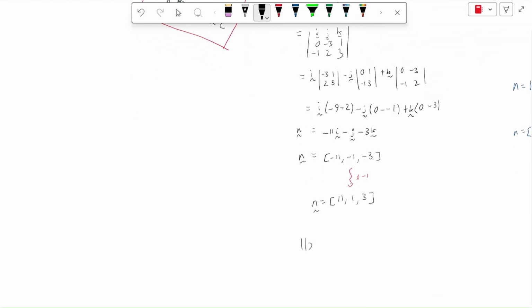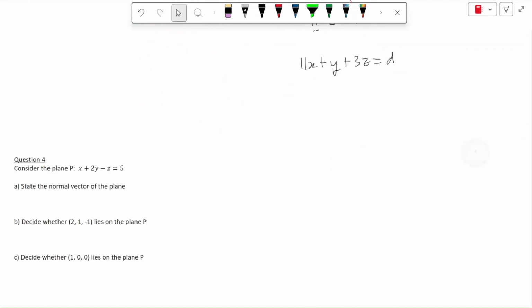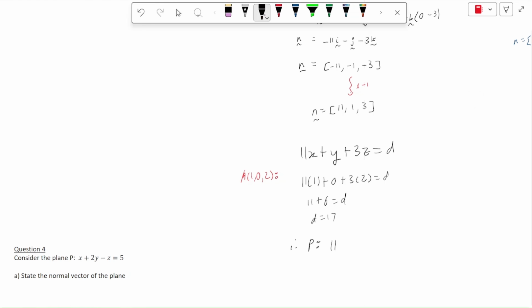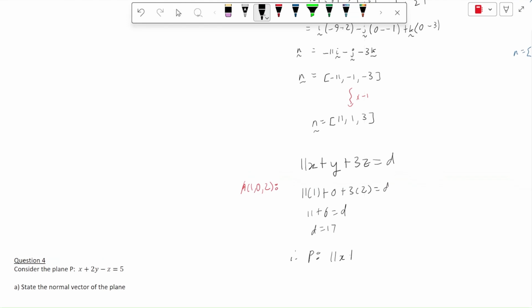So we know the equation looks like 11x plus y plus 3z is some constant d. And now we sub in our point, 1, 0, 2 to get that. So A is 1, 0, 2. So we're going to have 11 lots of 1 plus 0 plus 3 lots of 2 is d. So that's 11 plus 6 is d. So d is 17. Therefore, our plane equation is 11x plus y plus 3z is 17.